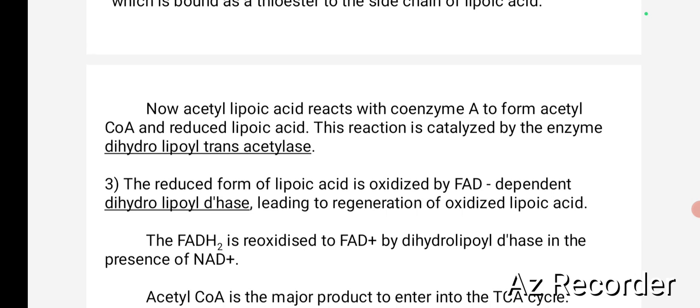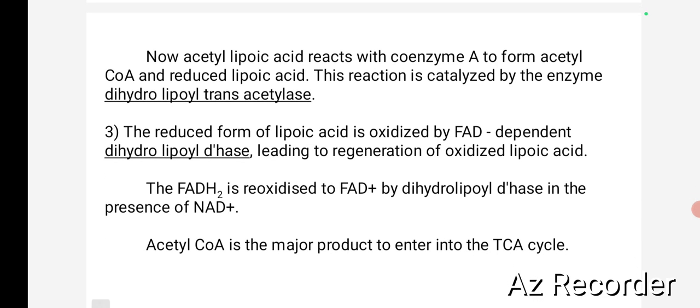Now the acetyl lipoic acid reacts with coenzyme A to form acetyl-CoA and reduced lipoic acid. This reaction is catalyzed by the enzyme dihydrolipoyl transacetylase. Third, the reduced form of lipoic acid is oxidized by the FAD-dependent dihydrolipoyl dehydrogenase enzyme, leading to regeneration of oxidized lipoic acid.